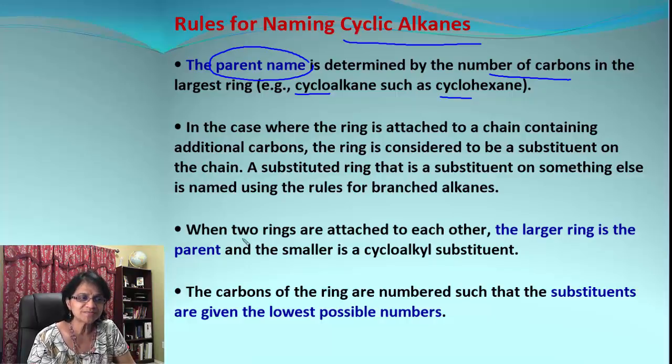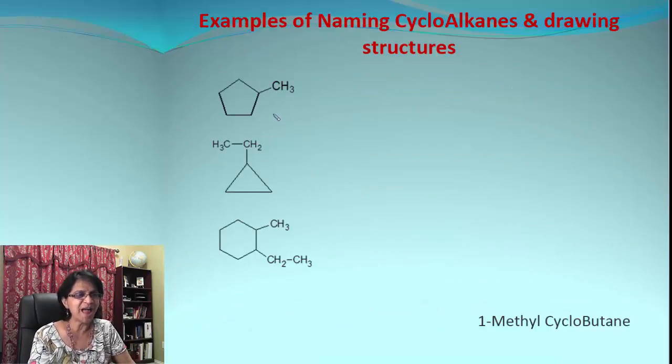We can also have 2 rings attached to each other, and the larger ring is always considered the parent and the smaller one is considered as a substituent. One more rule: if the carbons of the ring are numbered, we have to make sure the substituents are given the lowest possible number. Okay, let's practice some cycloalkanes.